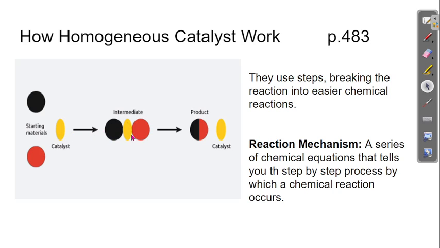The fact that there are steps now means it's not directly those two combining to create the product. There's a middle step. It's called a reaction mechanism. So you need to know the definition of a reaction mechanism. It's a series of chemical equations that tells you the step-by-step process by which a chemical reaction occurs.